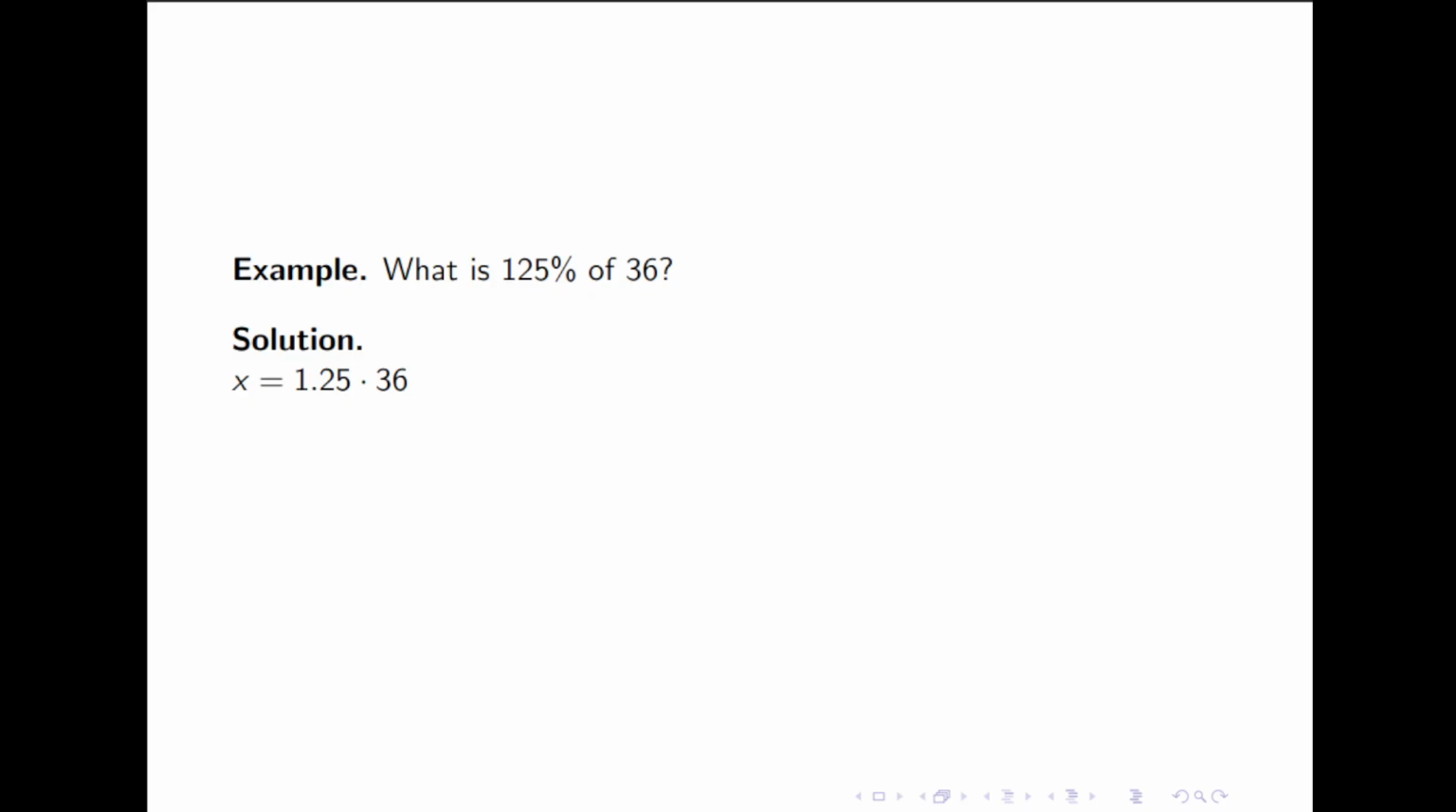Note that due to the language of this problem, x is already solved for. That is, x is already on one side of the equation on its own. So we don't have to do anything to both sides. We should just simplify the arithmetic on the right side. Simplifying the right side, we have x equals 45.